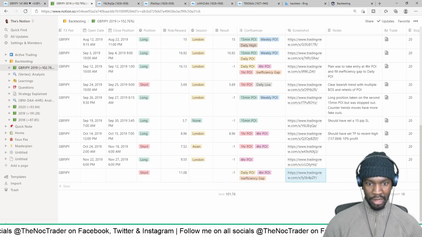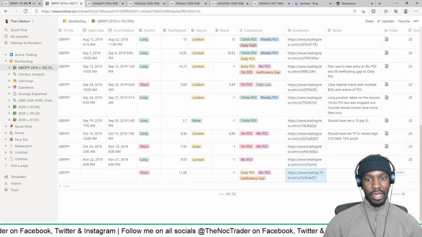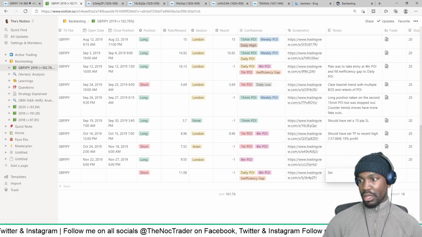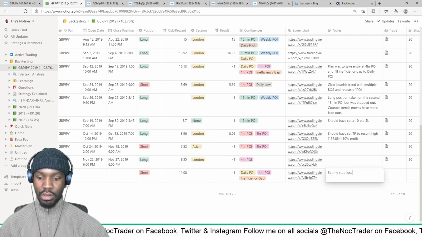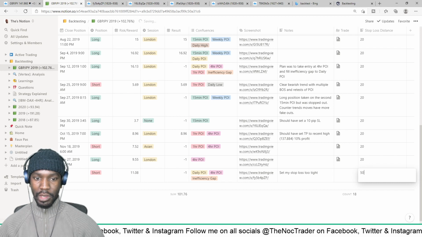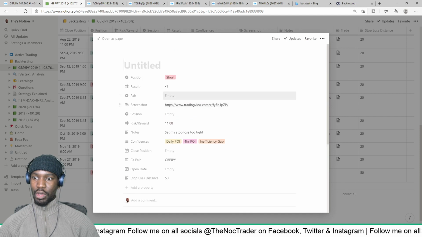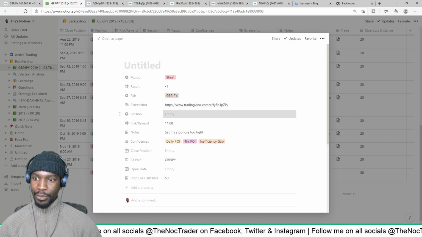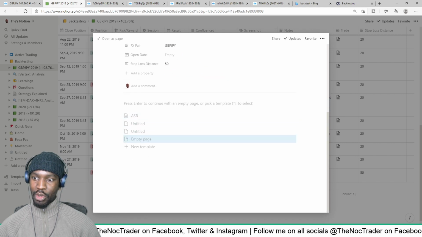I'd paste the TradingView link here, so when you click it, you can view it, as you can see. And then I'd put a note as to what happened. So, set my stop loss too tight. And then what I do is I open this bit here, and then I would also put my pair here. Put the session there. I'm not going to put the session right now because I can't work out what session it was in.